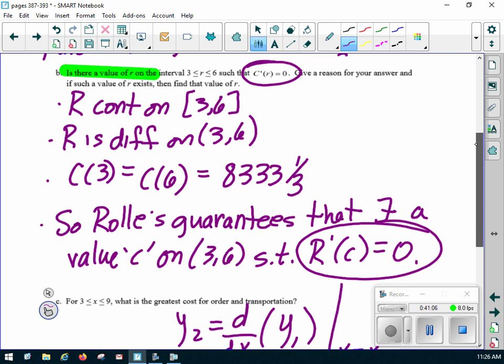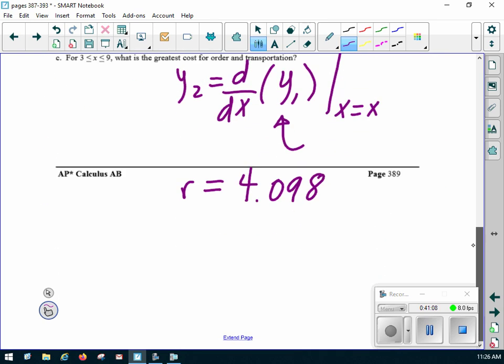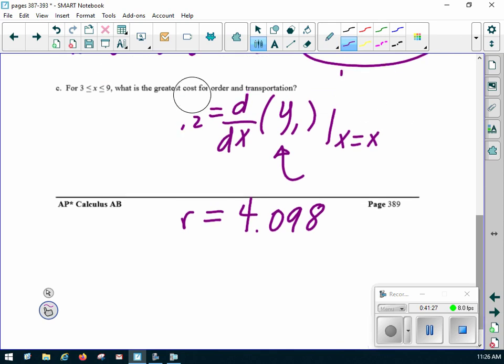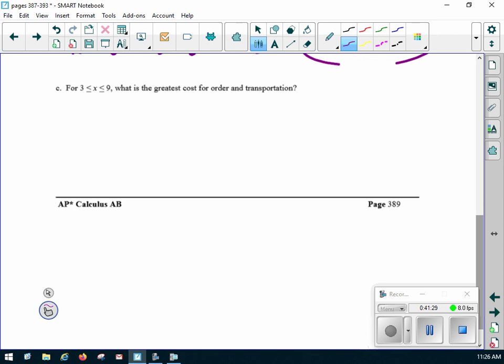Let's see, what was the question? If R exists, find it. So we did. We found it. No, you do not have to show work, because that would definitely be a calculator problem. We have one more question on that one.